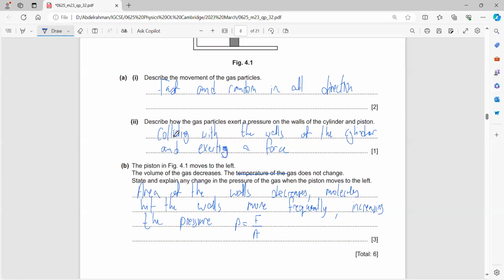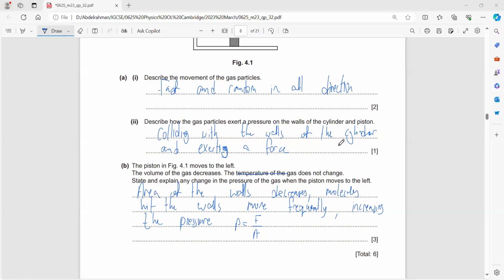Now you cannot say that the kinetic energy increases or that they hit the walls faster and harder. No, they do not hit the walls faster and harder. They hit the walls more frequently. Any questions?